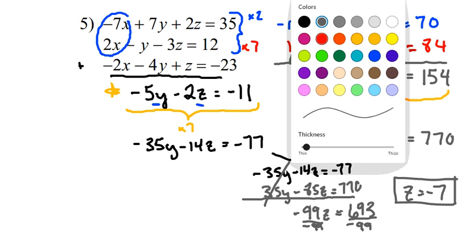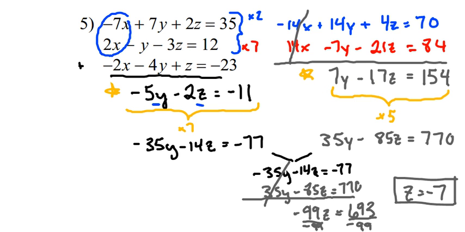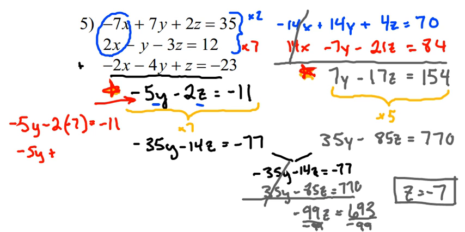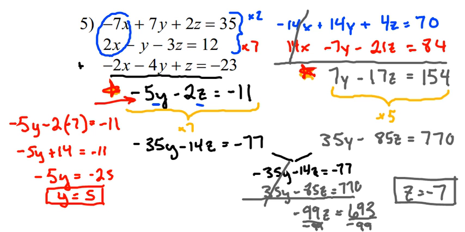So what do we do with it? You take it back to one of these equations, here or here, and plug in what you know. So I'm going to do it with this one on the left because it's got smaller numbers. Negative 5y minus 2, what's z? Negative 7, equals negative 11. Negative 5y plus 14 is negative 11. Negative 5y is negative 25. y is 5. Just divide by negative 5 on both sides.